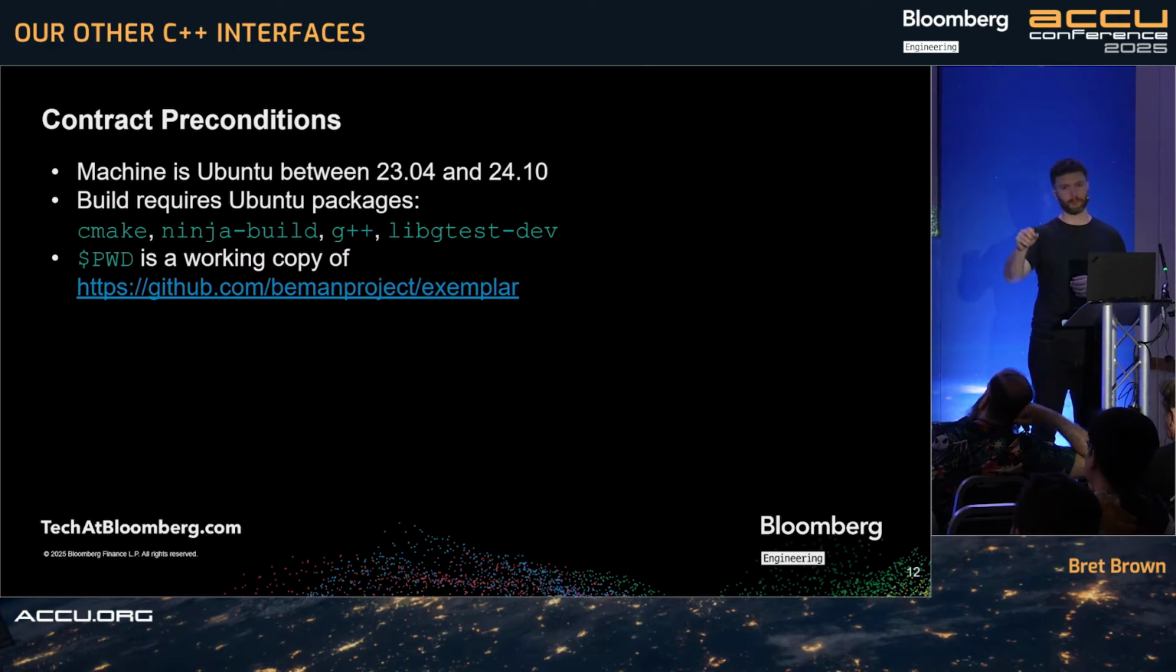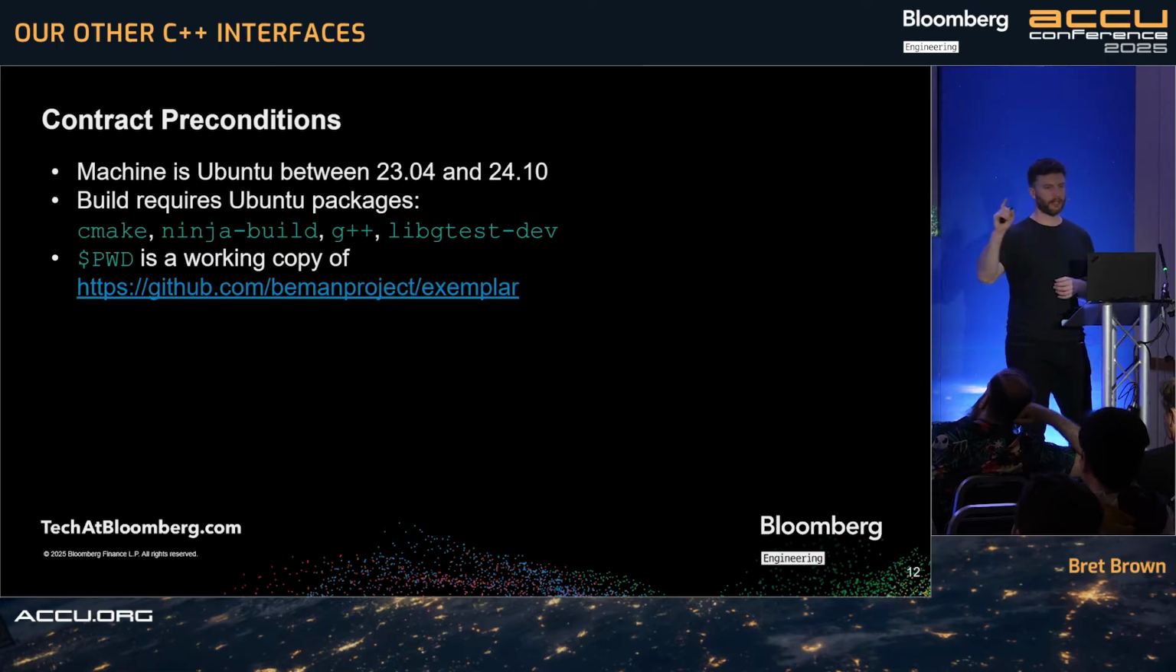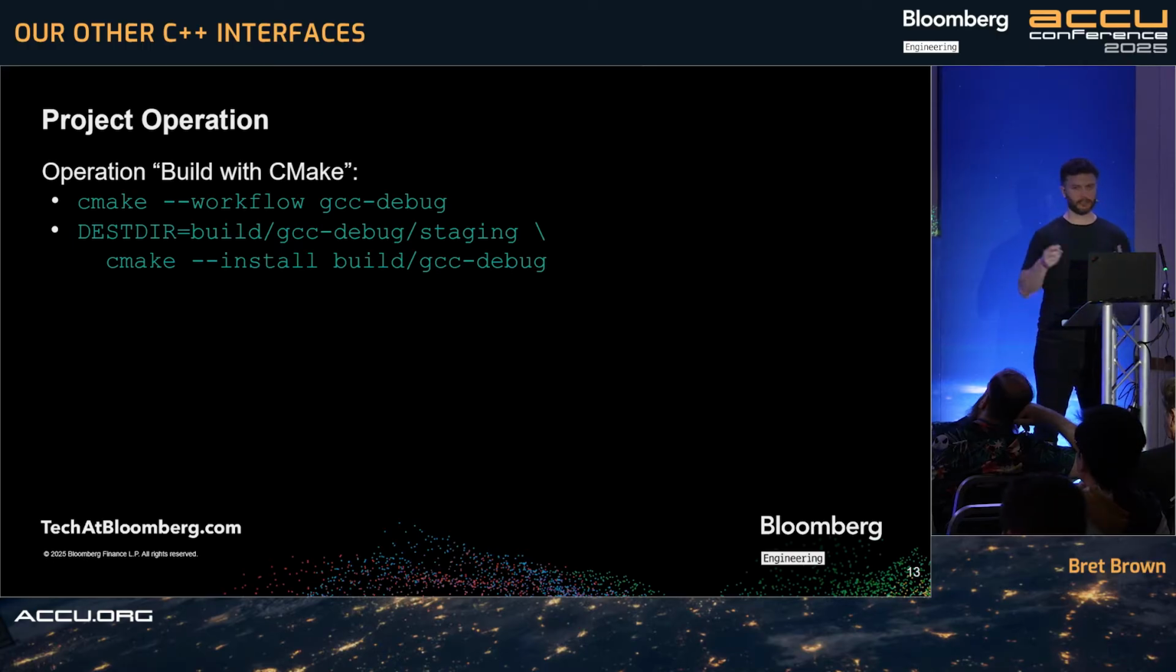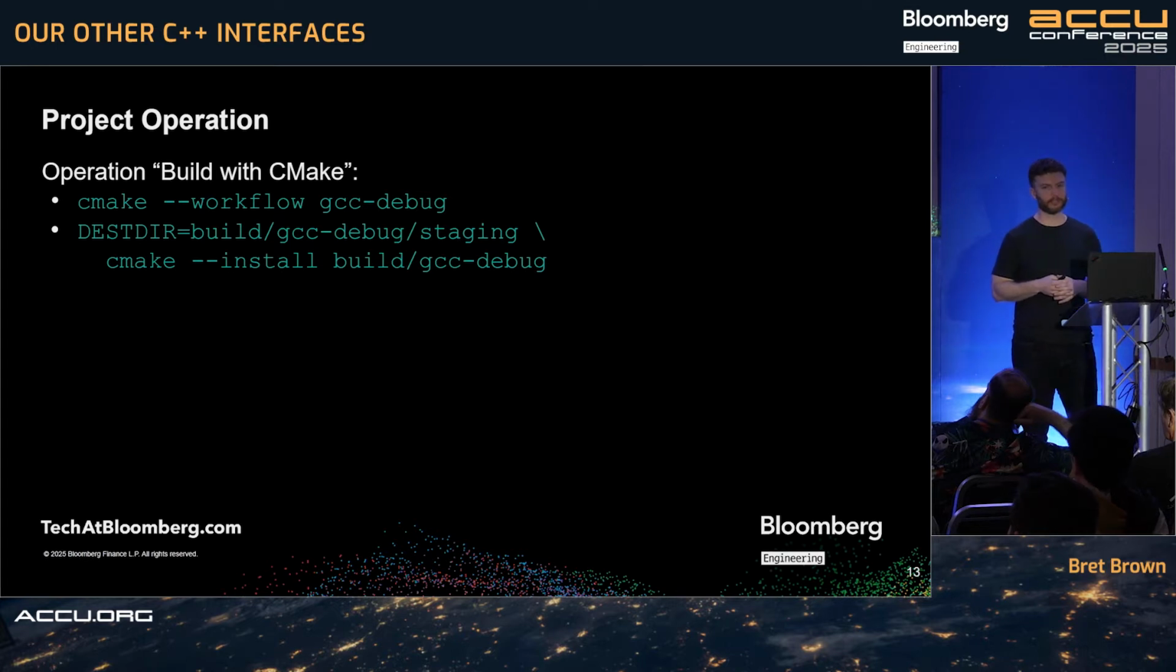I'm going to say you need to be in the directory such that this environment variable is a working copy of the exemplar project. Now, I didn't say git clone. You could actually get one of the tarball releases, and this should work as well. The operation, let's say build with CMake. This is a project that supports CMake, so this is what you can do. If you read through the README, it says you can use this command, cmake --workflow, GCC debug, and it will build the whole thing.